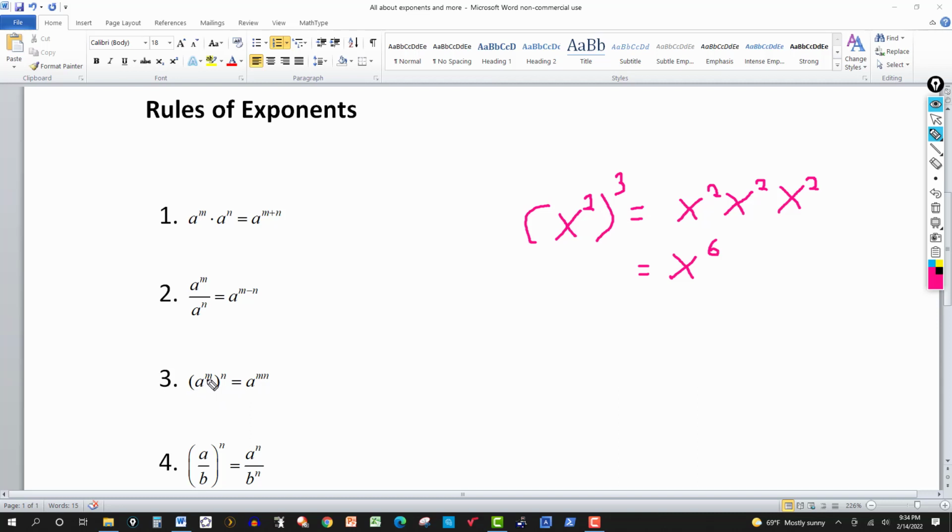And that's what rule number 3 is telling you. If you have a to the m, in parentheses, taken to the n power, bring down the base and just multiply those exponents. So again, if you have y to the 7th taken to the 10th power, instead of writing this 10 times as a factor and then adding the exponents, the shortcut is just to say that power to a power is 10 times 7. So this is y to the 70th power. That's your solution.